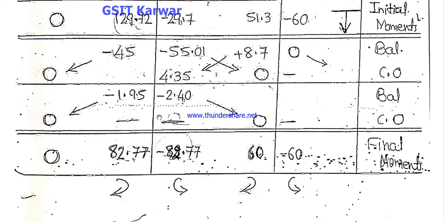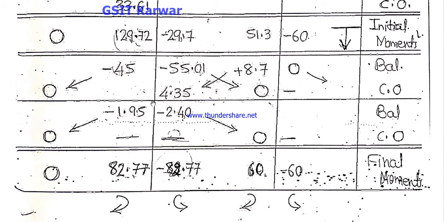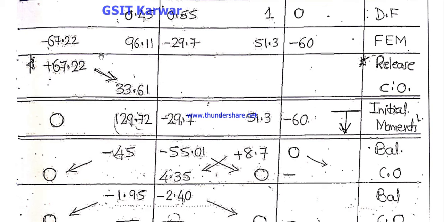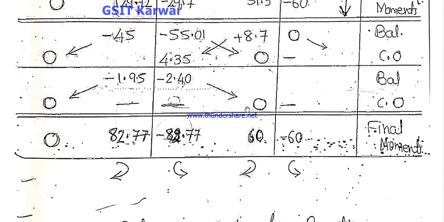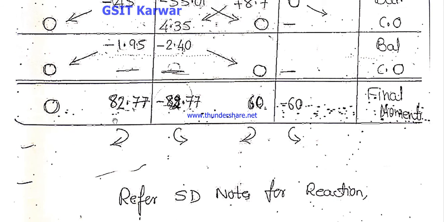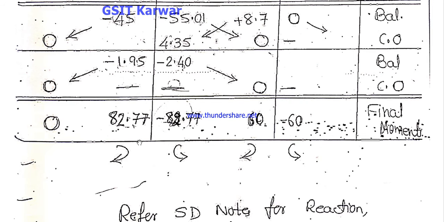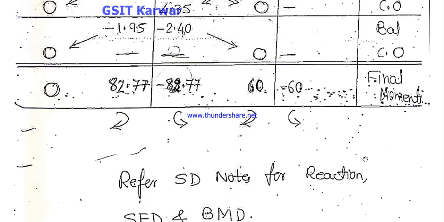After completing this carry over, again you repeat the procedure. For the carried over moment, you add the moments, change the sign and multiply with the distribution factor. That means here you get minus 4.35, multiplying with the distribution factor 0.45, you get minus 1.95. Similarly here also. According to the load condition, here no moment is carried, so it is 0, 0. Finally you add all the vertical column moments and you get this answer. These are the final moments.